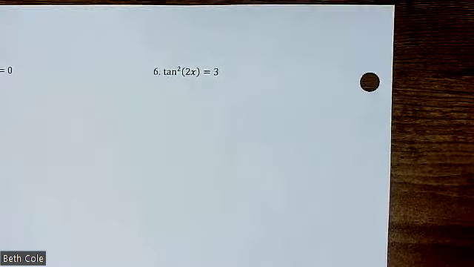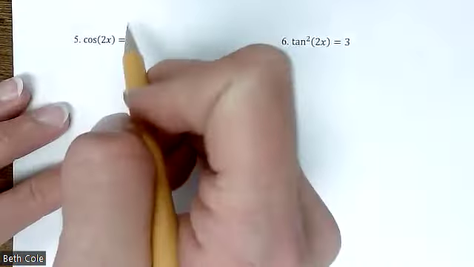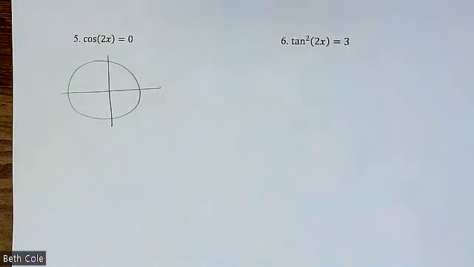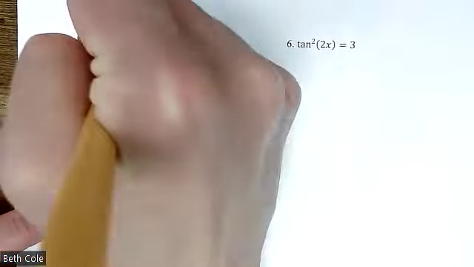All right, let's do this one, because this is going to be a circle instead of a triangle. We want places where cosine is 0. Cosine is your x value. So I'm looking for words like up, down, left, right. Where is x 0? Up and down.